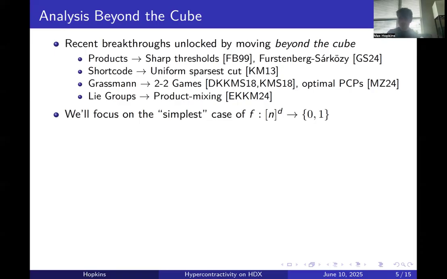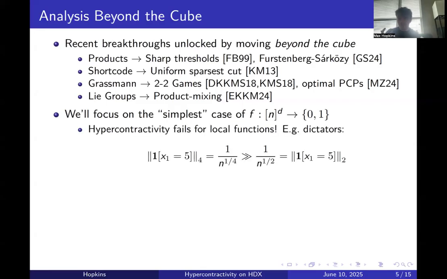Well, this turns out to be much harder than the cube. In fact, it took like 30 or 40 years to resolve a tight hypercontractive inequality here. And the reason for this is that hypercontractivity is actually just not true on this domain. In particular, there are low-degree local functions, for example, dictators, juntas, this sort of object, where hypercontractivity fails. And this is very easy to see.